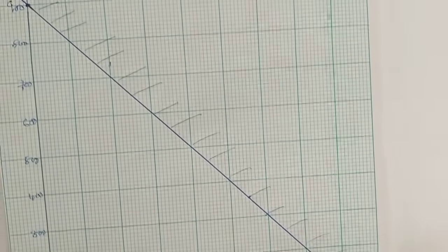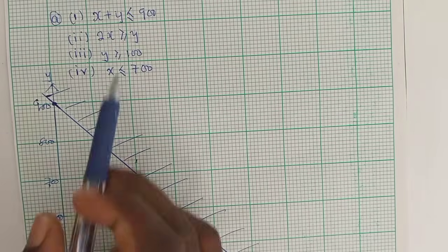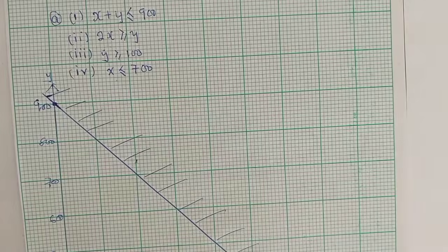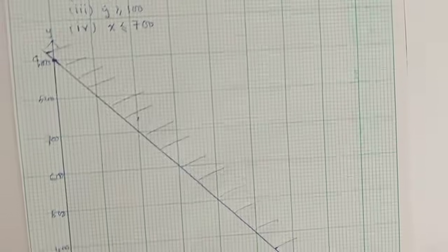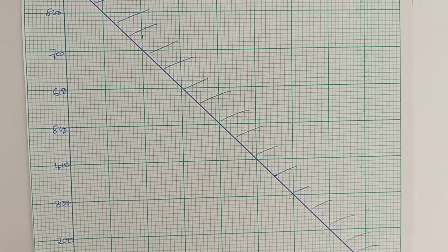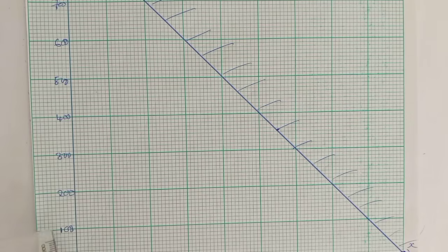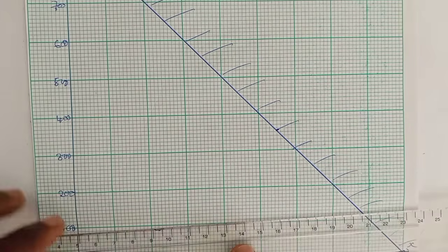We go to the next line. We'll skip this inequality and go to this one and this one. We'll come and do it later so that I can explain more. So the next one is y is greater than or equal to 100. Now you check, where's your y-axis? This is my y-axis. Where is 100 on my y-axis? It's right here. So make a straight line.